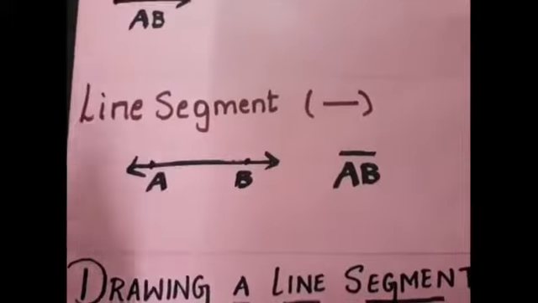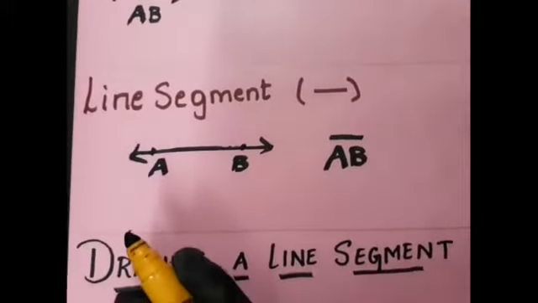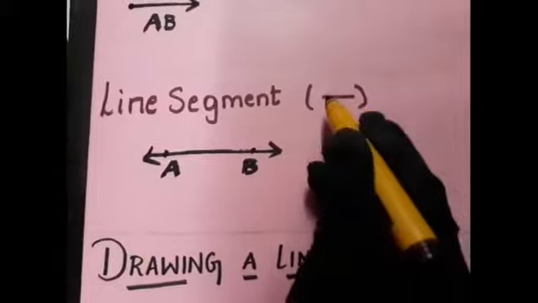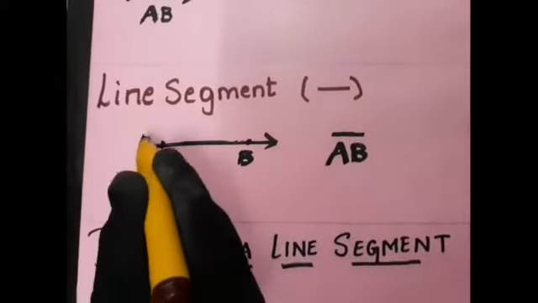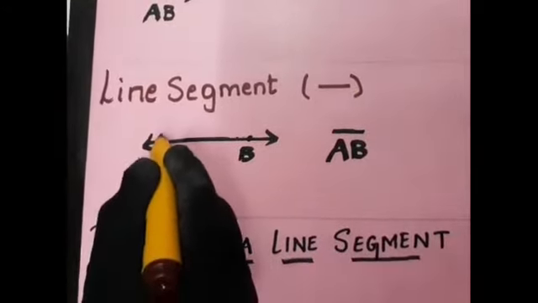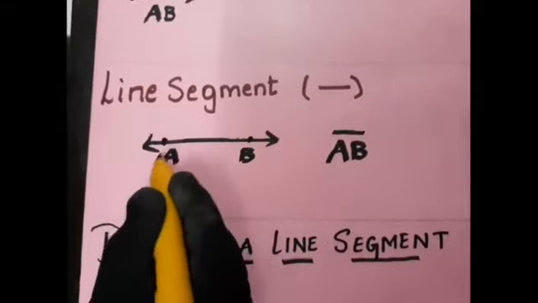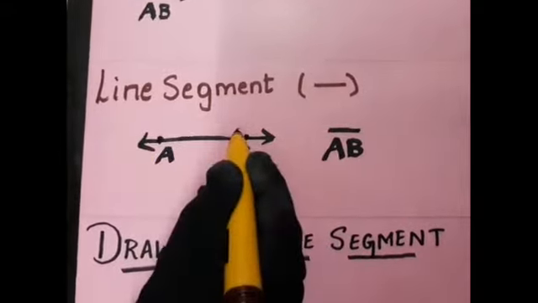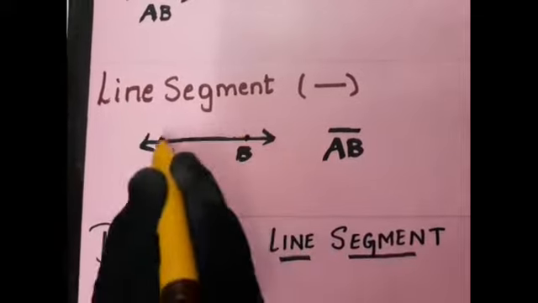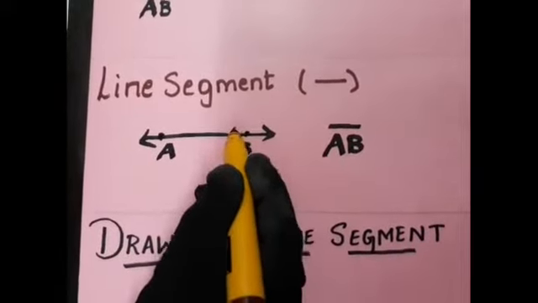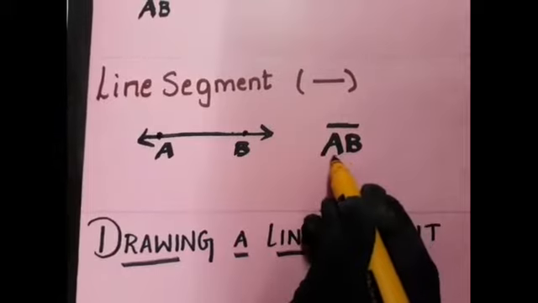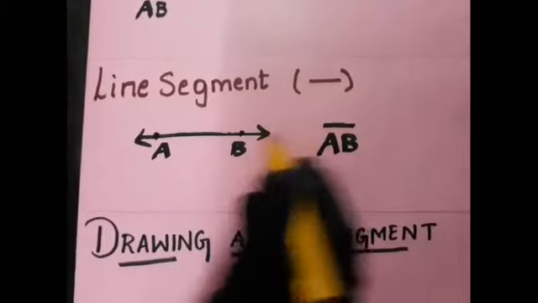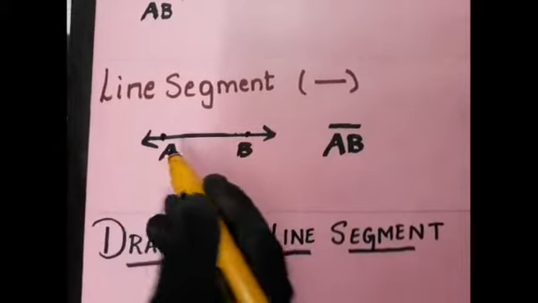Next we'll come to line segment. A line segment is a part of a line. It is denoted like this. So now I'll just draw a line like this and mark 2 points on it, that is point A and point B. This, which has definite length, is nothing but a line segment. We say that AB is a line segment of this line.